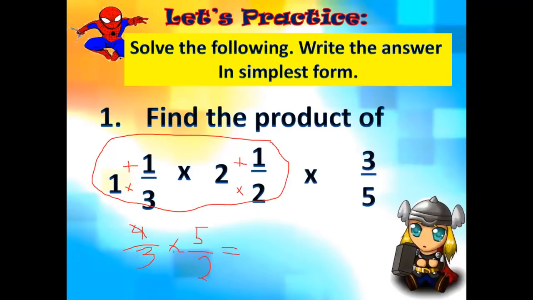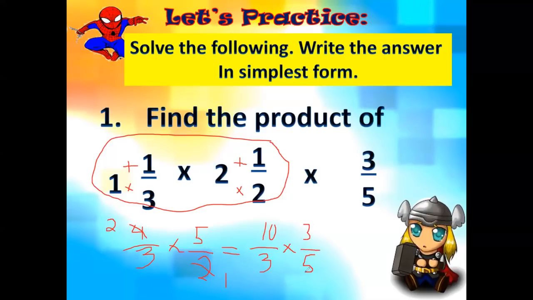I have here 4 and 2, so it's divisible by 2. 4 divided by 2 is 2. 2 divided by 2 is 1. So 2 times 5, you have 10. Then 3 times 1, you have 3. Then multiply it with the next, remaining fraction, 3/5.